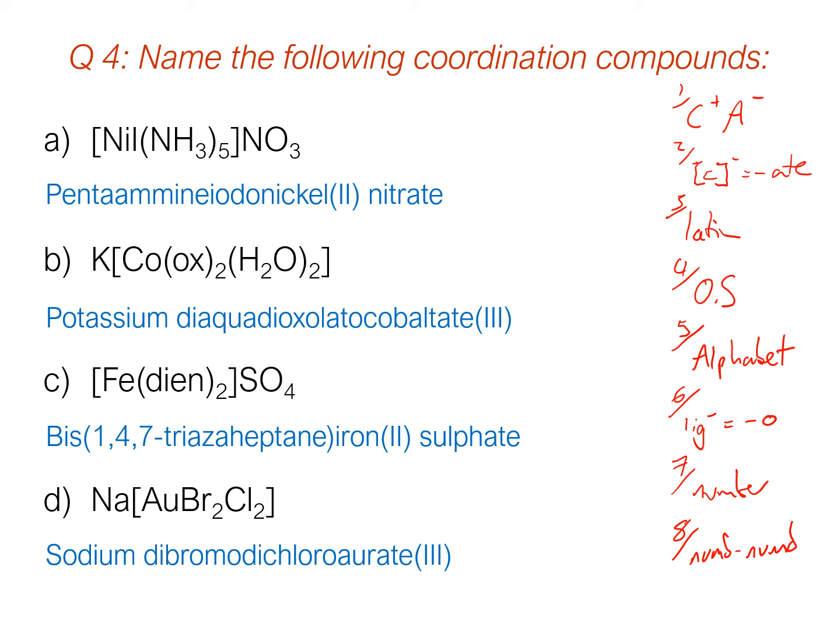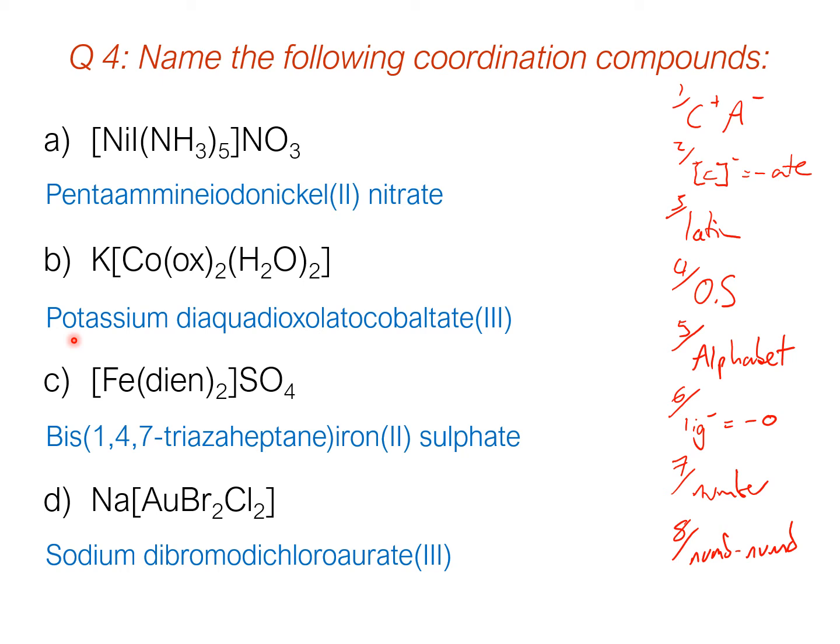So let's go through each of these 4 quickly, relating them to the rules, and we'll see how their names are built up. So the first one, we've got the complex first, and that's the cation. So we've got nickel, and then put the ligands in alphabetical order. We've got the ammonia first, and there's 5 of them, so pentaammine, and then iodo, because that's a negatively charged ligand, nickel 2, because nickel's in the 2+ oxidation state, and then nitrate as the anion second.